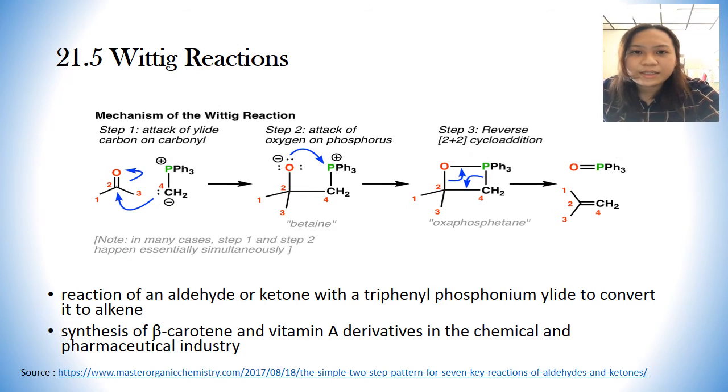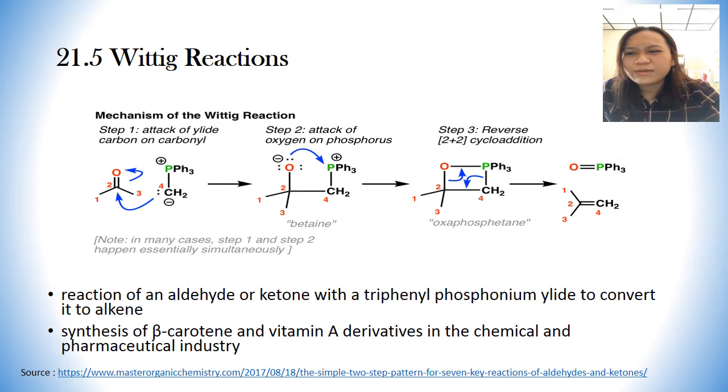Next are the chosen reactions. The first is the Wittig reaction, which is a reaction of an aldehyde or ketone with a triphenylphosphonium ylide to give an alkene. The mechanism of the Wittig reaction includes 3 steps. Step 1 is the attack of the ylide carbon on the carbonyl, step 2 is the attack of the oxygen on the phosphorus atom, and step 3 involves a reverse 2+2 cycloaddition, and the product will be an alkene.